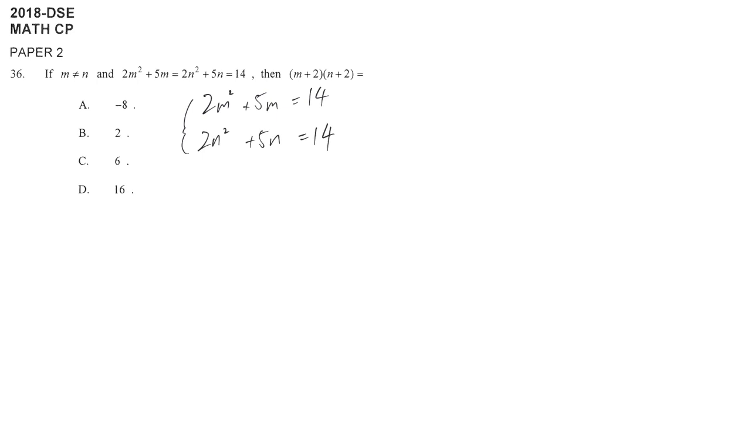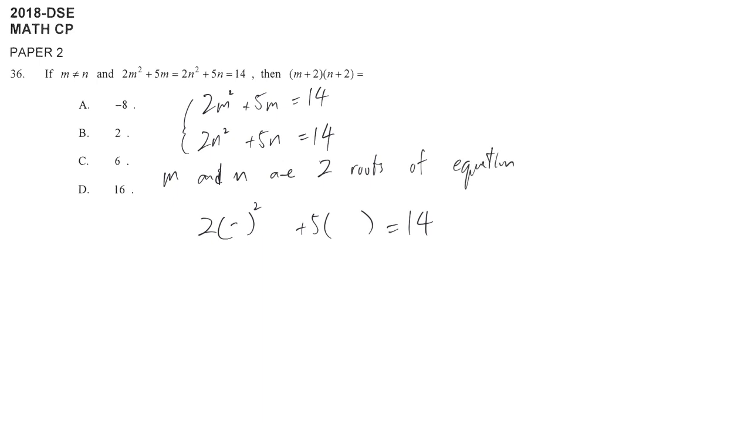How come it seems like I'm writing a similar thing here? Which means that m and n are two different solutions to fulfill 2 something squared plus 5 something equal to 14. They are trying to tell you that m and n are two roots of a quadratic equation, 2x squared plus 5x equal to 14. So that's what they try to tell you.